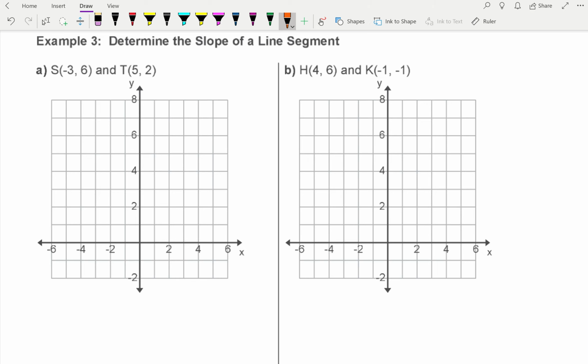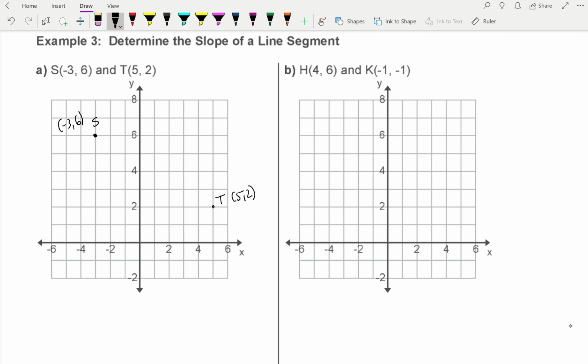Okay, so in this example, number 3, we're going to determine the slope of a line segment. We're going to look at two methods, rise over run, plus our slope formula. On our first diagram A, we're given point S, which is (-3, 6), and point T, which is at (5, 2).